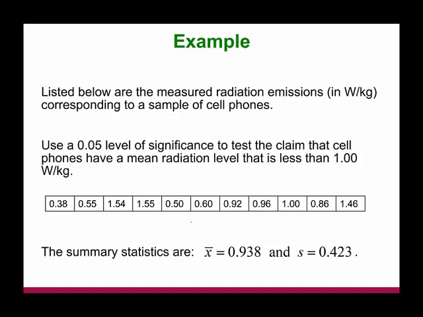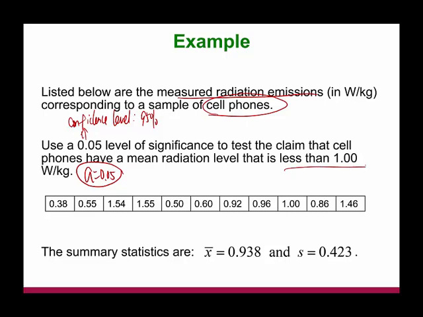So let's take a look at the example listed below. These measure radiation emissions in watts per kilogram corresponding to a sample of cell phones. Use 0.05. This is the significance level, alpha. The confidence level is 95%, that's why alpha equals 0.05. Test the claim that cell phones have a mean radiation level that's less than 1.00.